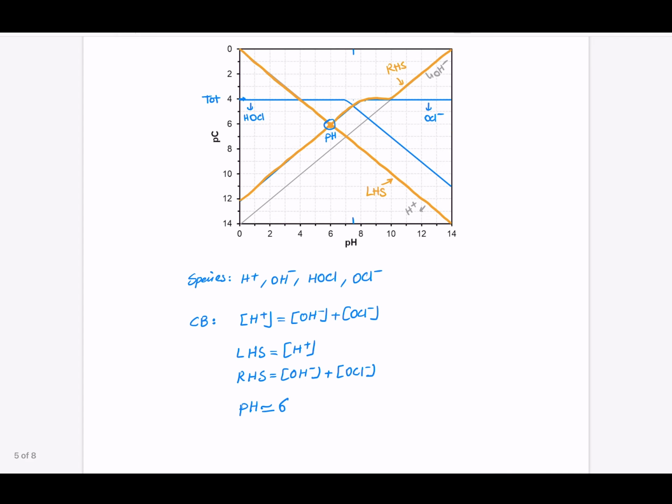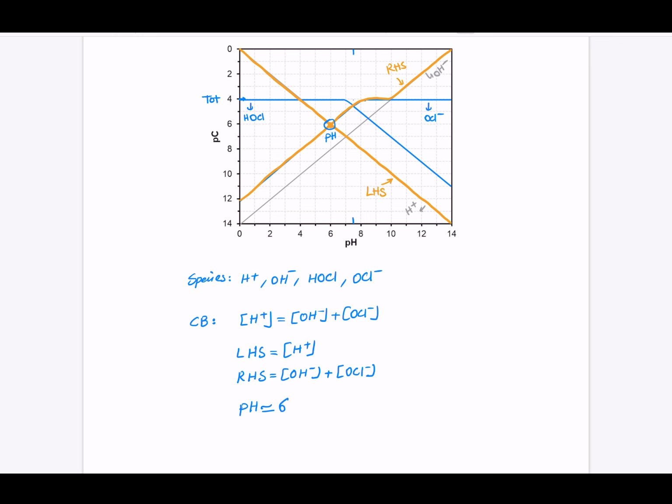So what I want to highlight here is that this method was way faster than the previous system, because it's just constructing a few lines, and then based on the charge balance logic and the LHS, RHS, and how we combine the lines in this P curve, we can quickly tell what the pH is. That's one of the most important outputs from this graph, but the other output was also knowing the speciation as a function of pH.